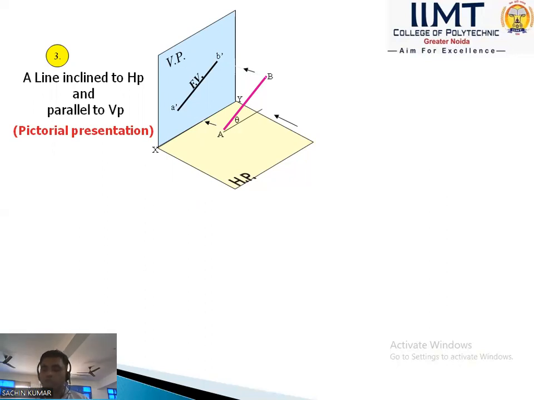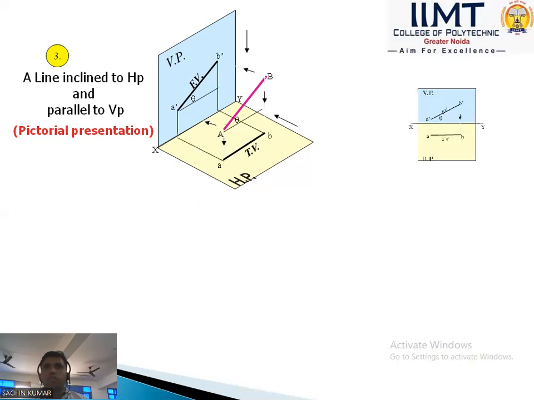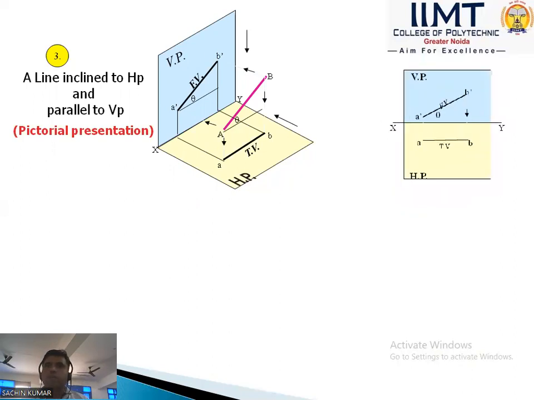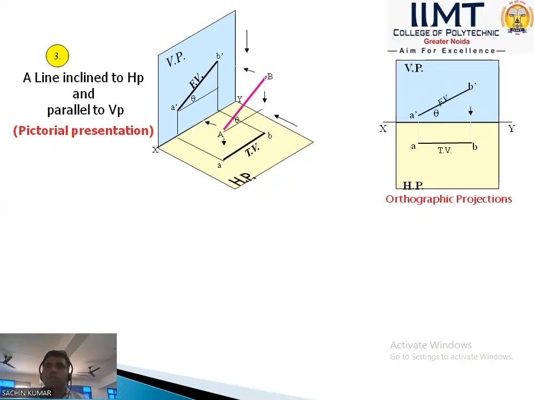So first we draw the front view. The front view A dash B dash is in the vertical plane, and the top view gives the shorter length in the horizontal plane. That is the orthographic projection in this case. We first draw the front view, because the front view gives the true length, A dash and B dash. After the front view, we draw the top view in the horizontal plane. That is the orthographic projection of a line inclined to HP and parallel to VP.